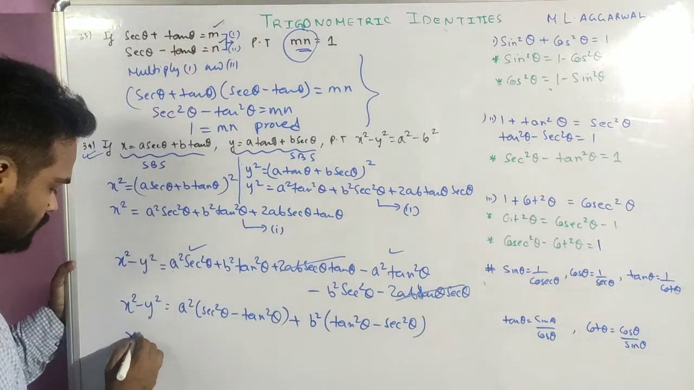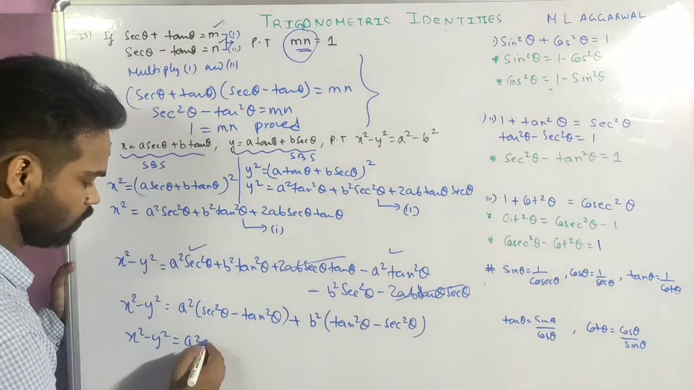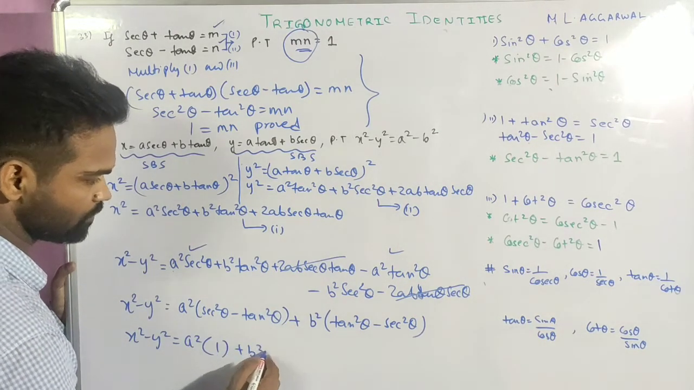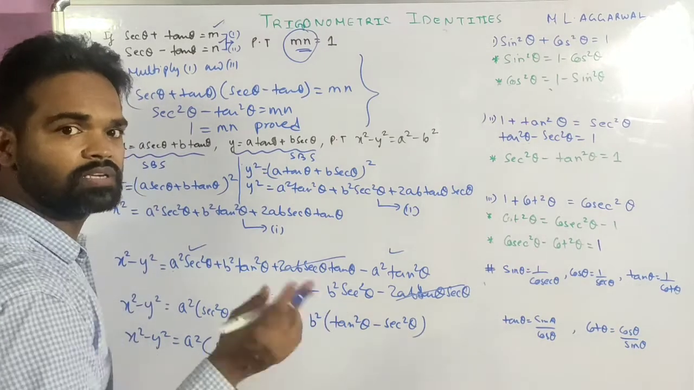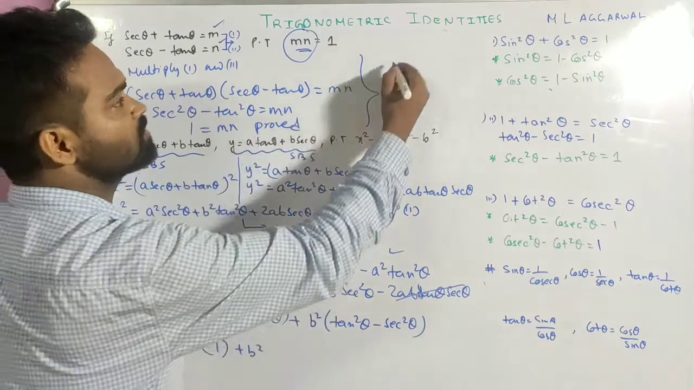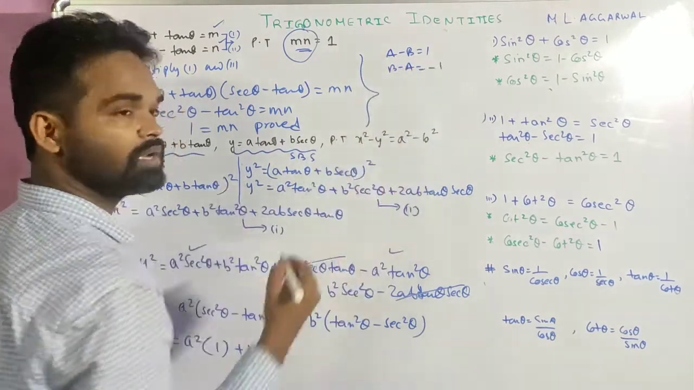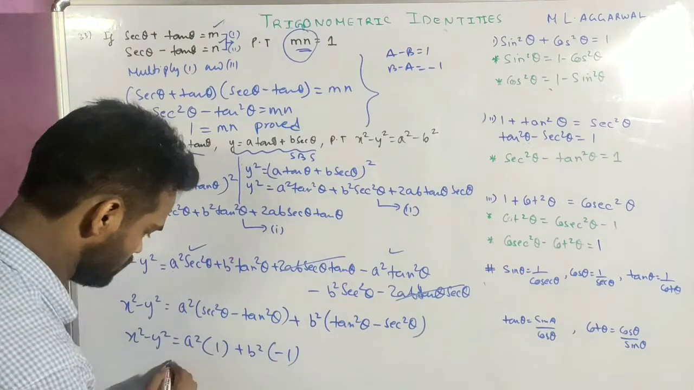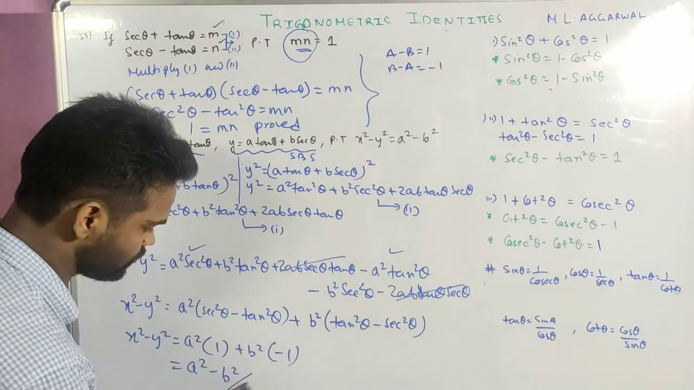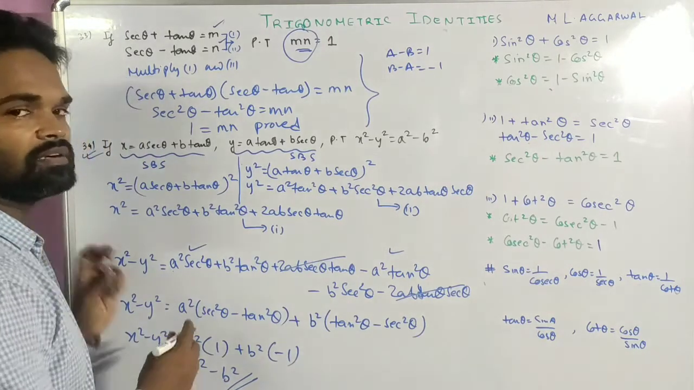Now just look over here. Sec square theta minus tan square theta is 1, plus b square. Tan square theta minus sec square theta will be minus 1, because sec square theta minus tan square theta is 1. If suppose a minus b is 1, then we can say b minus a is minus 1. So I'll put minus 1, which means a square minus b square. Done. Now let us look at the next sum.